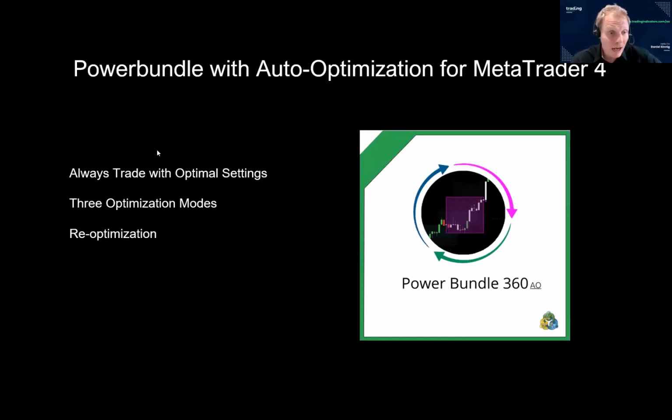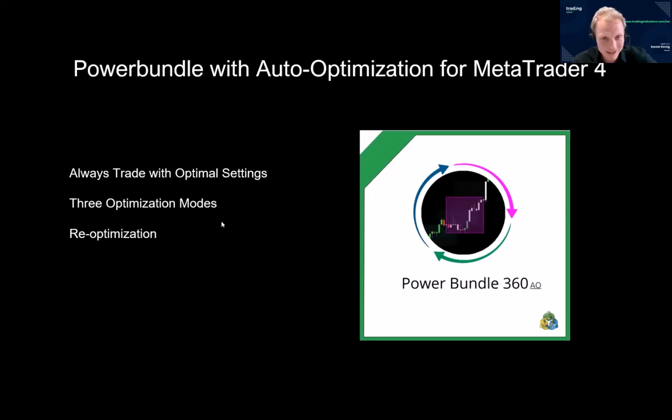Basically, it will allow you to trade with optimal settings all the time. Whenever you change symbol or time frame, your settings may not be optimal anymore with the previous version. Now, this is in the past. Now you can always trade with optimal settings, which is pretty awesome. We have 3 optimization modes: a simple mode, a standard mode, and an exhaustive mode. We're going to cover these today as well. And we have a feature called re-optimization, which will automatically re-optimize the EA whenever certain conditions come together. So you will always trade with optimal settings.